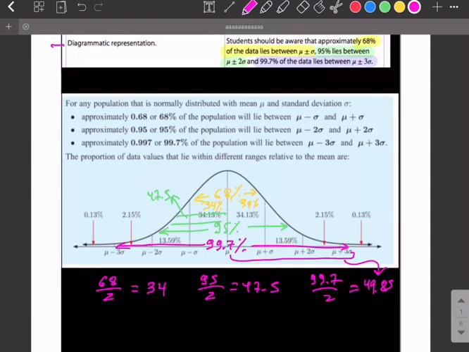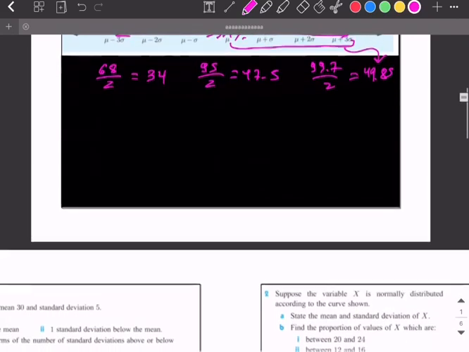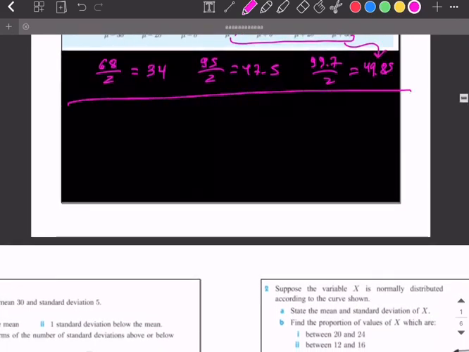So let's revise the numbers that the IB definitely specifies. You need to know the 68%, which is within one standard deviation. You need to know the 95% within 2 standard deviations, and then 99.7% within 3 standard deviations. Let me say it again. We have 1 standard deviation, 2 standard deviations, and 3 standard deviations.